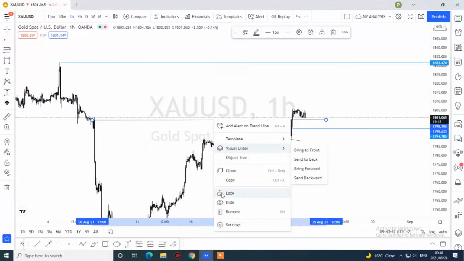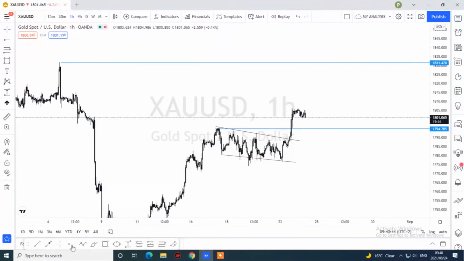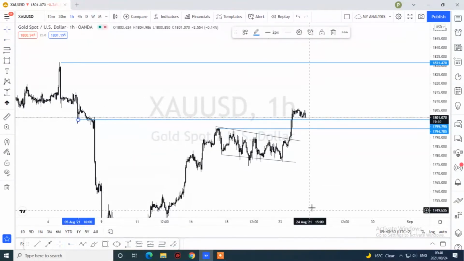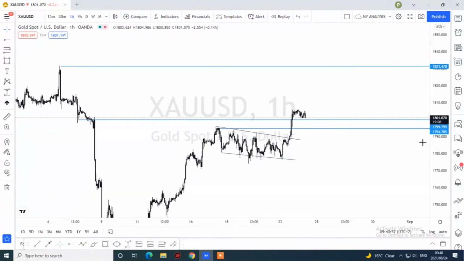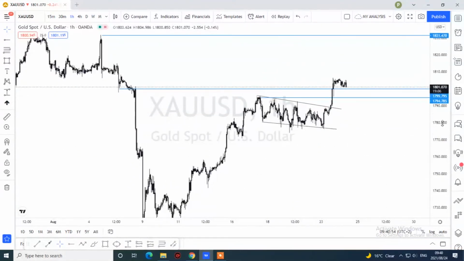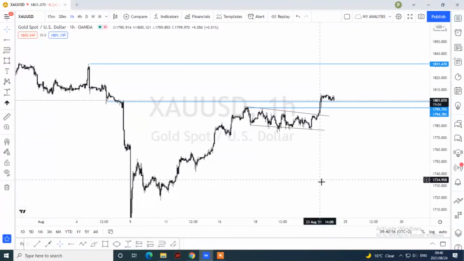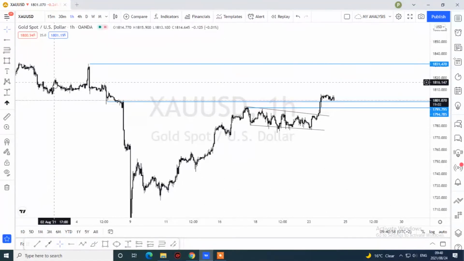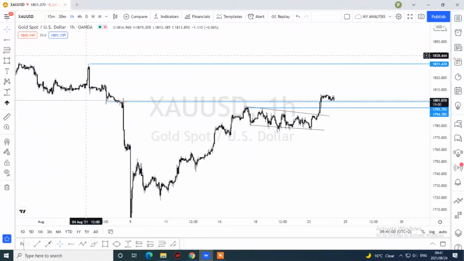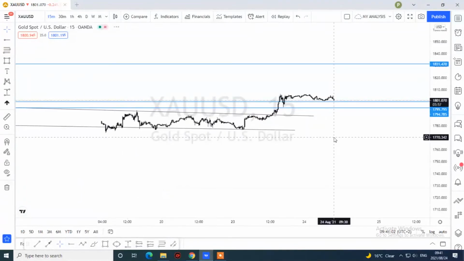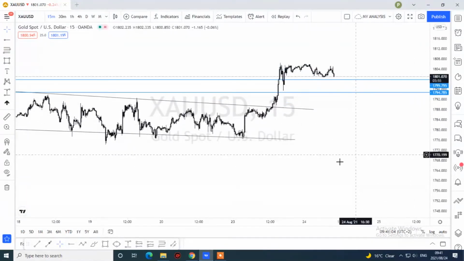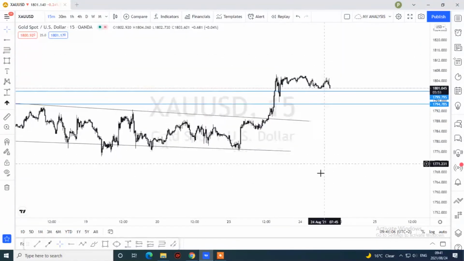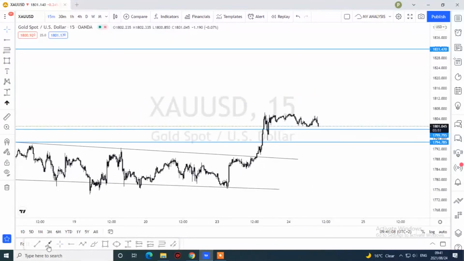I think I used the wrong tool. Let me just get this one here. You shouldn't be afraid, guys, to take a buy again here. This will be a nice trade as well. Let me just move to a 15 minute chart and see what's happening. Yeah, so I'm expecting the market to come back here and then continue going up.